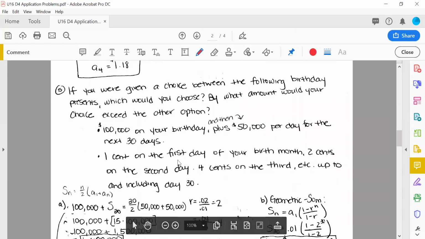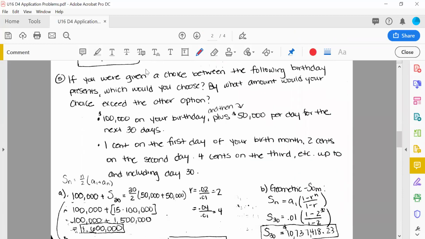Interesting question right there. If you were given a choice between the following birthday presents, which would you choose, and by what amount would your choice exceed the other option? So choice A, get $100,000, bam, smack right on your birthday. I'll take that. And then $50,000 per day for the next 30 days. So the $100,000, that's not a pattern. That's just a lump sum start. And then you get $50,000 for 30 days, times 30. Okay, so great. That's pretty cool.